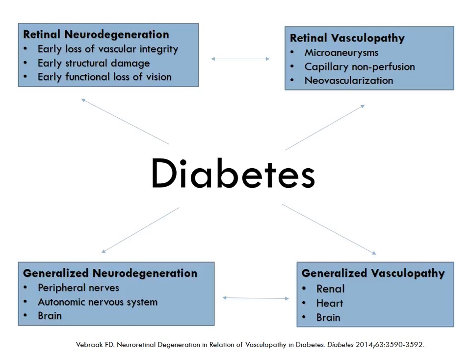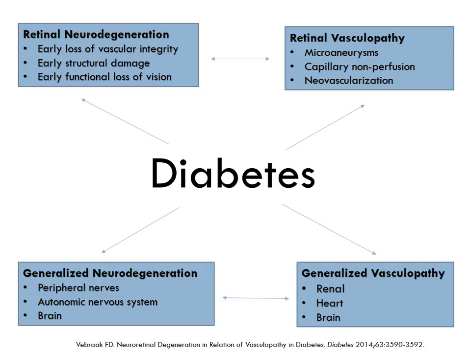This chart is a really good explanation of the relationship and how diabetes causes these different things. And you see up in the upper left where it says retinal neurodegeneration. So we've got this early loss of vascular integrity. When the blood vessels start to seep fluid, we get early structural damage, and then we get a functional loss of vision. Simultaneously, and we don't really know if one leads to the other or if they happen kind of in a parallel course, you also get the retinal vasculopathy, which is what we call diabetic retinopathy right now. That's the visible microaneurysms.